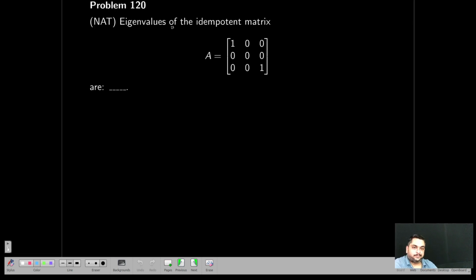Next, what are the eigenvalues of this idempotent matrix? Idempotent matrix eigenvalues will be 0 or 1. So this is 1 minus lambda, minus lambda and 1 minus lambda. So this is (1 minus lambda) square into minus lambda equal to 0. Equate it, so lambda will be 0 or lambda equal to 1. So 0 or 1.